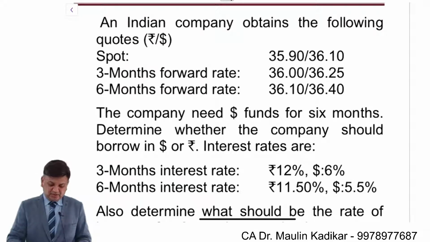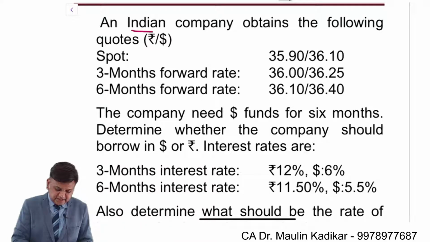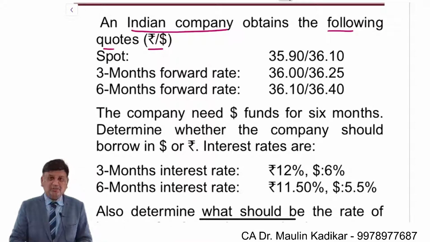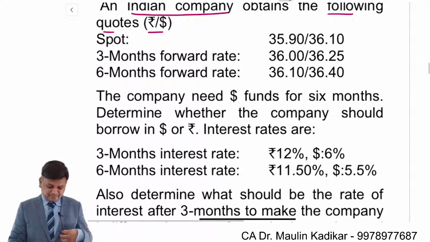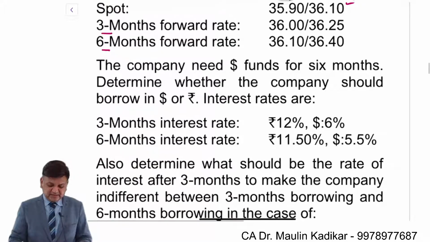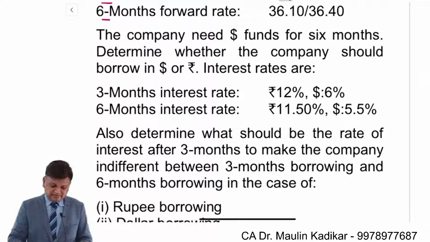Let us see the next question. An Indian company obtains the following quotations in rupees per dollar. Spot exchange rate is given, 3 months forward exchange rate is given, and 6 months forward exchange rate is given. The company needs dollar funds for 6 months. Determine whether the company should borrow in dollar currency or in rupee currency.